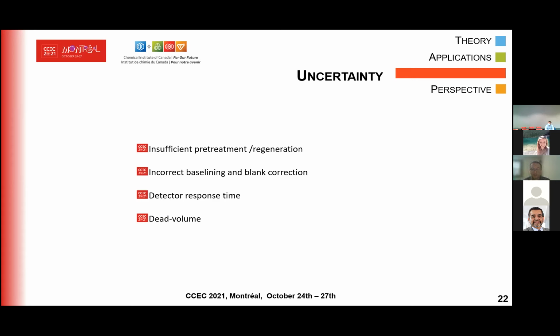Also, the detector response time. If you're using FID or TCD, they are quite fast. With a mass spectrometer, it is slow, but with the choice of, let's say, capillary column, you can even achieve comparable sensitivity. And finally, dead volume. You have to make sure that the valve, the stream change valve, is as close as possible to the sample cell and also to the detector.